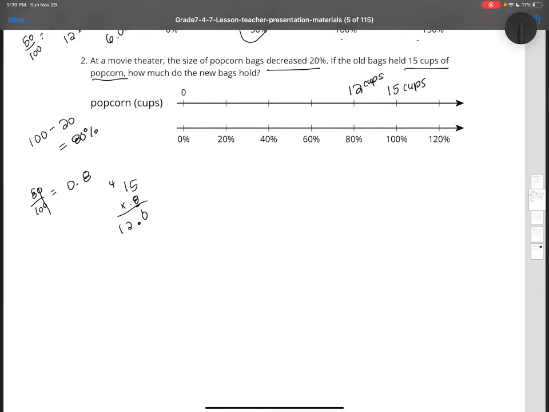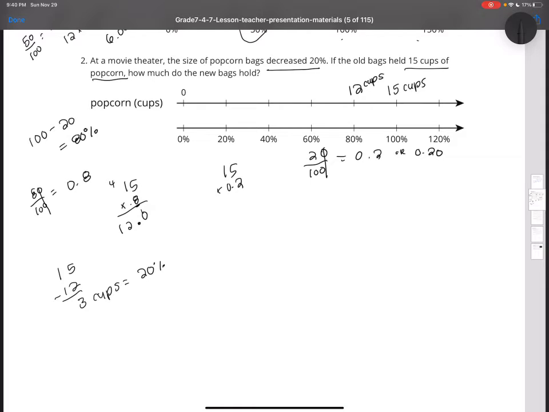So you could do this 2 ways. You could say, okay, to figure out what's the 20% decrease, I could subtract 15 minus 12, which would be 3 cups, which would be equivalent to 20%. Or you can put 15 times 0.2. Where did I get that 0.2 from? 20% divided by 100 is equal to, cross out the zeros, 0.2. Or you could put 0.20.